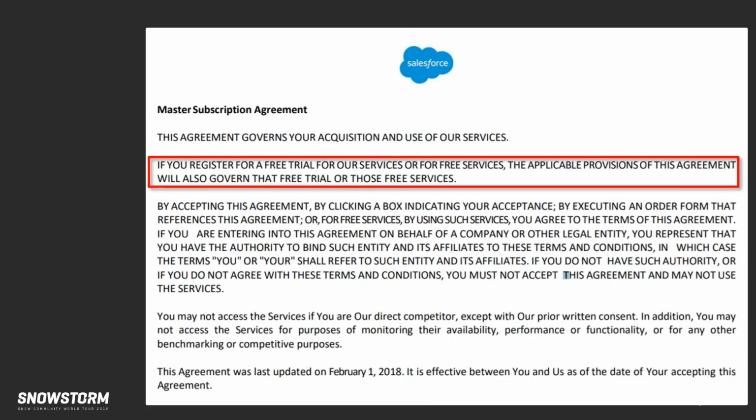And if we look at some EULAs, and I've picked Salesforce, but check any EULA, you'll always find things like this. The first thing you see in this EULA is, even if I'm on a free trial, the same EULA governs all of the services. Everything that we're doing is governed as if it's a paid-for subscription, right?